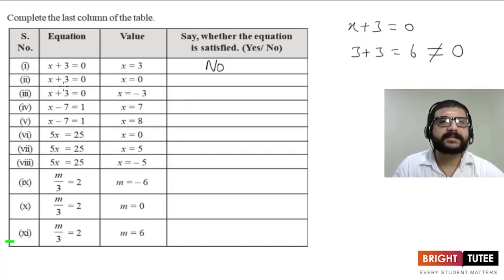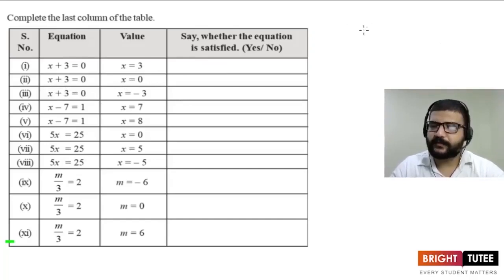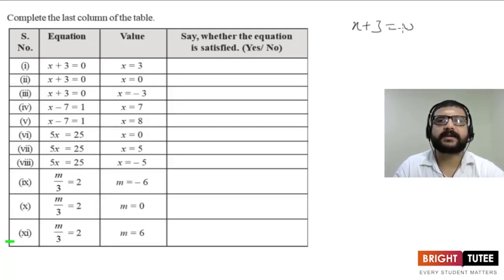Now the second equation is x plus 3 is equal to 0, and the value of x given here is 0. So we will put x equal to 0 in this equation. We have x plus 3 is equal to 0. Now let's put x equal to 0 here. We will get 0 plus 3, which is equal to 3. Now we know this 3 is not equal to 0. Again the equation is not satisfied.